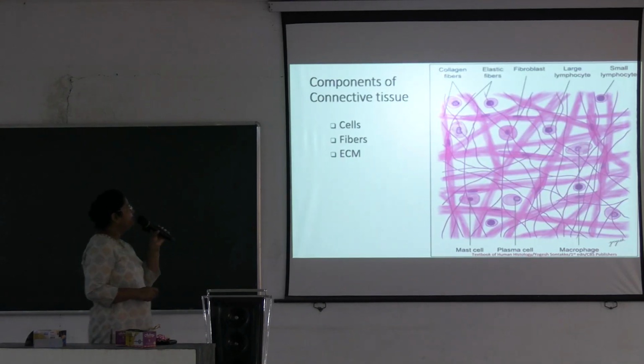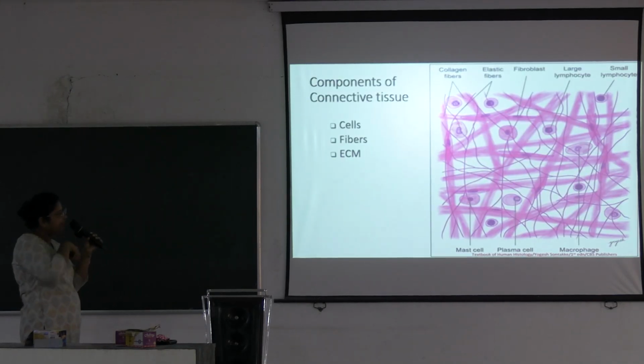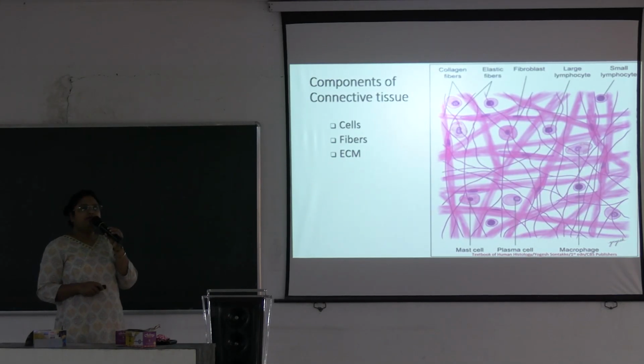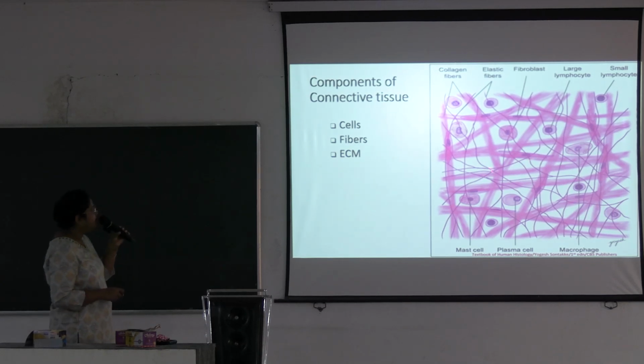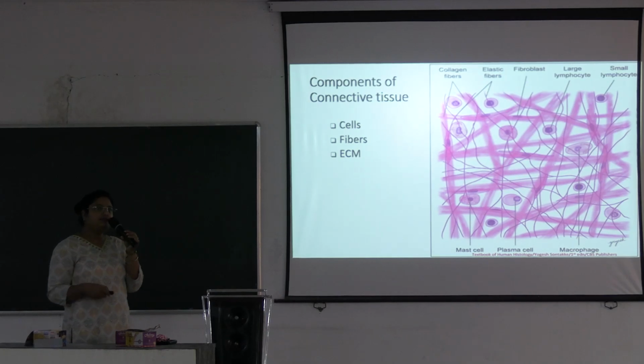Okay. See, this is one picture, histological picture of loose areolar connective tissue. You can see these bundles of fibers. These are formed by the collagen fibers. Okay, and these singly lying fibers, branching fibers, these are the elastic fibers. And the white spaces contain the extracellular matrix, and these are the cells. Some are resident cells and some are the wandering cells.